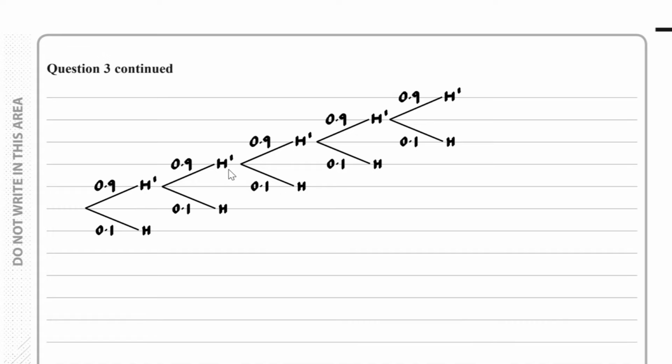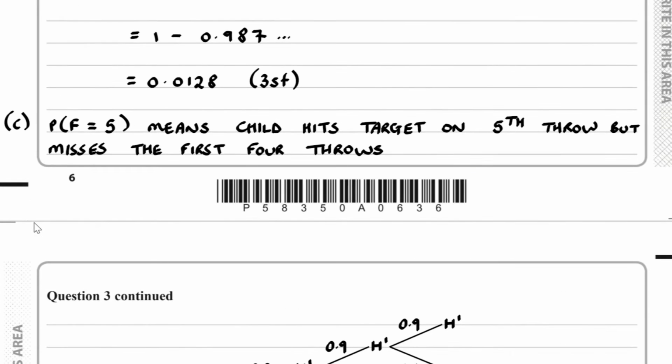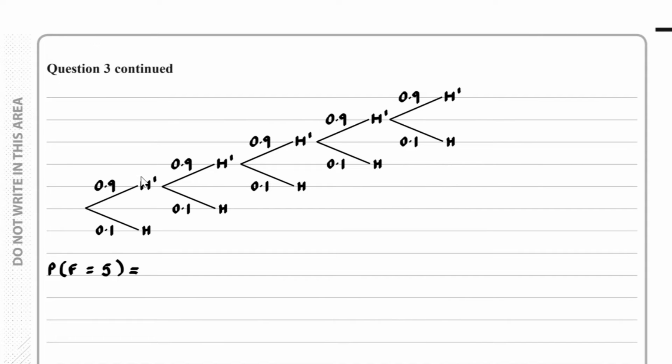So here I've drawn a tree diagram to represent what's going on. We could either hit or not hit, and the probability of hitting we know is 0.1, so the probability of not hitting is 0.9. What we need to calculate is the probability that f is equal to 5. Now we did mention that we hit it on the 5th throw, but we miss the first 4 throws. And so what happens is we miss the first 4 throws, but then we hit the target on the 5th throw.